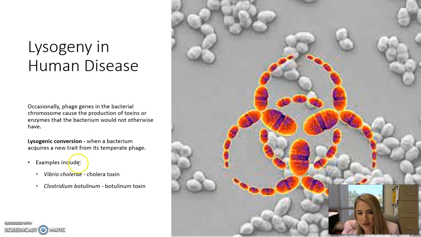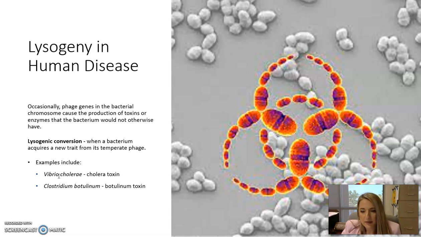I have two examples here, Vibrio cholerae and Clostridium botulinum. Both of these bacteria cause very dangerous diseases. Vibrio cholerae causes a disease that we know as cholera, which can lead to life-threatening dehydration. Clostridium botulinum can lead to full-body paralysis within a matter of hours that can be deadly. So these are really dangerous bacteria. But they weren't always dangerous. At one point, these bacteria were non-pathogenic bacteria found in the soil. They couldn't do anything to you.